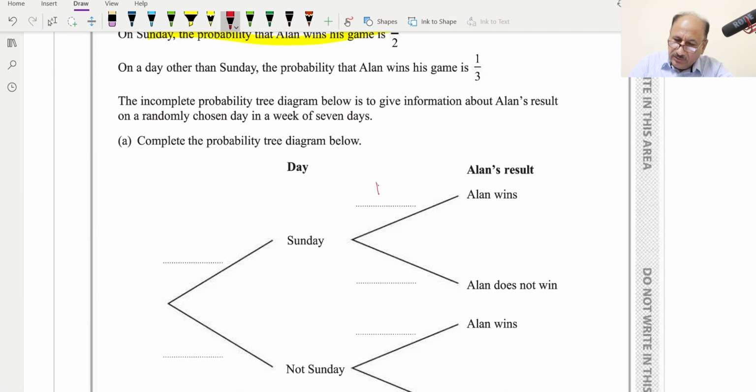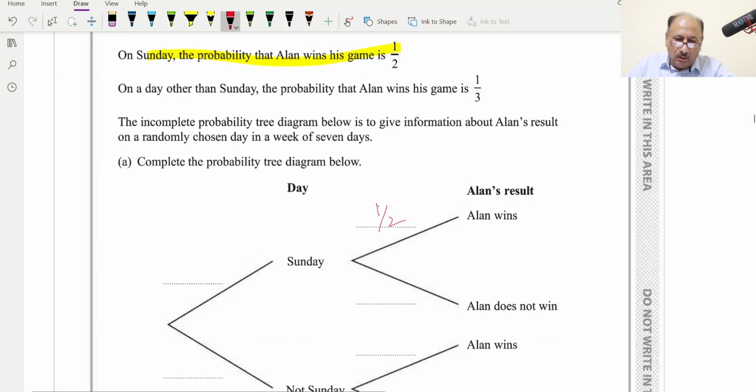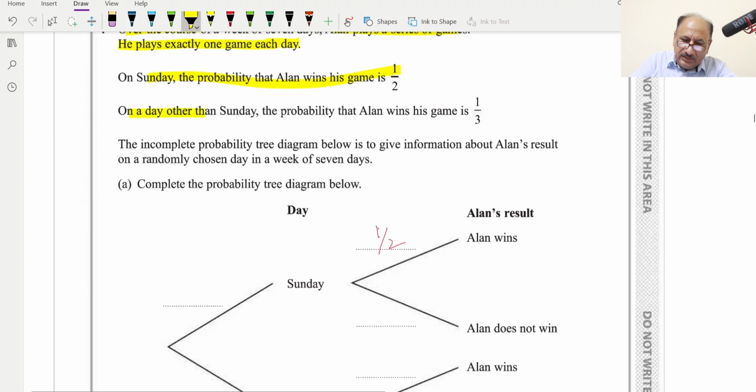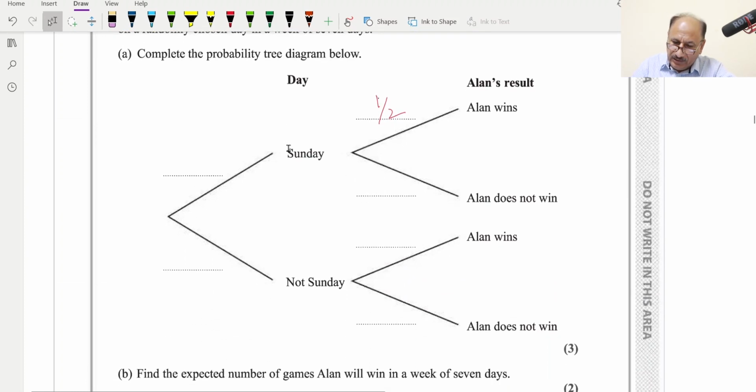So I will write here in red, 1 by 2. If this is 1 by 2, winning will be 1 by 2. On the other day, so on the day other than Sunday, the probability that Alan wins his game is 1 by 3. So win this game other than Sunday. This is not Sunday. So other than Sunday, it will be 1 by 3. So this will be 1 by 3, and this is what they have provided.